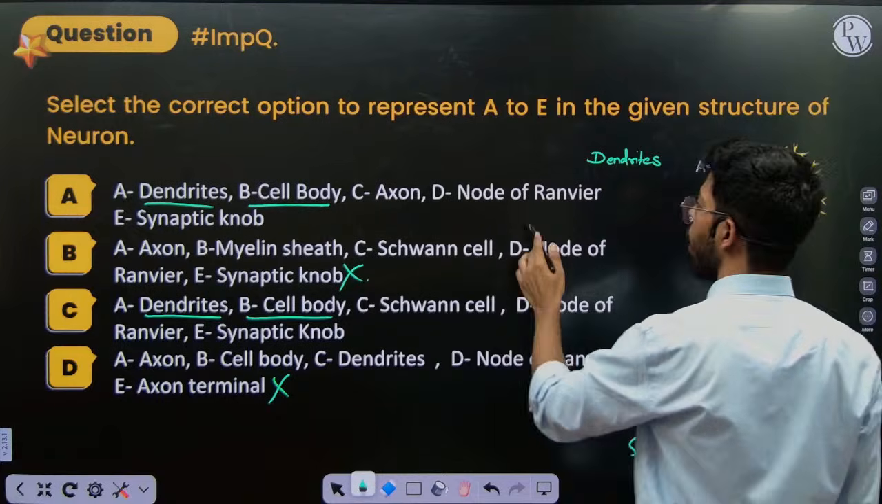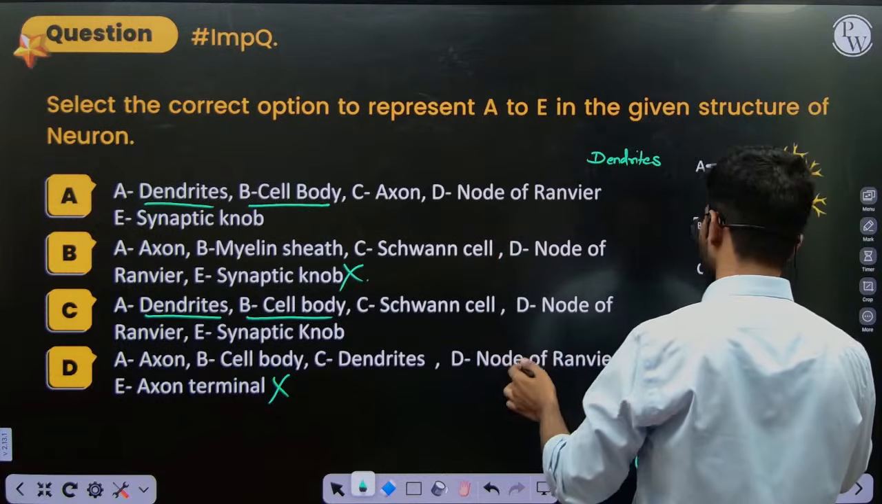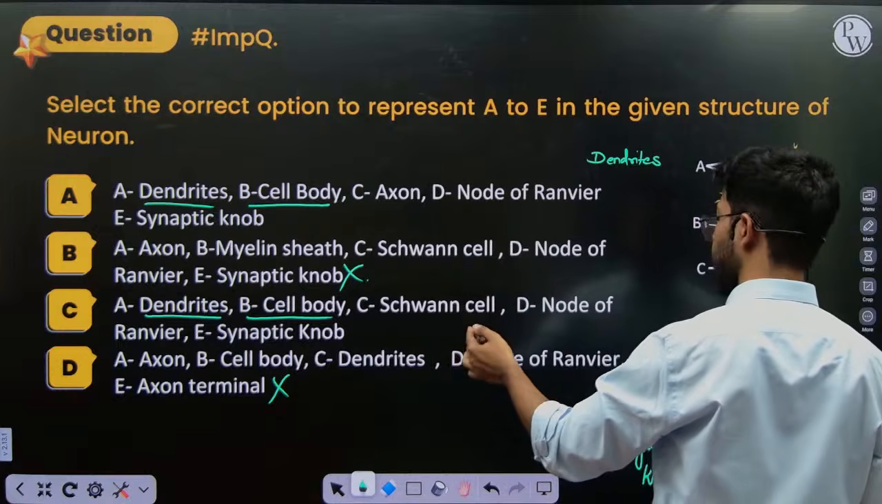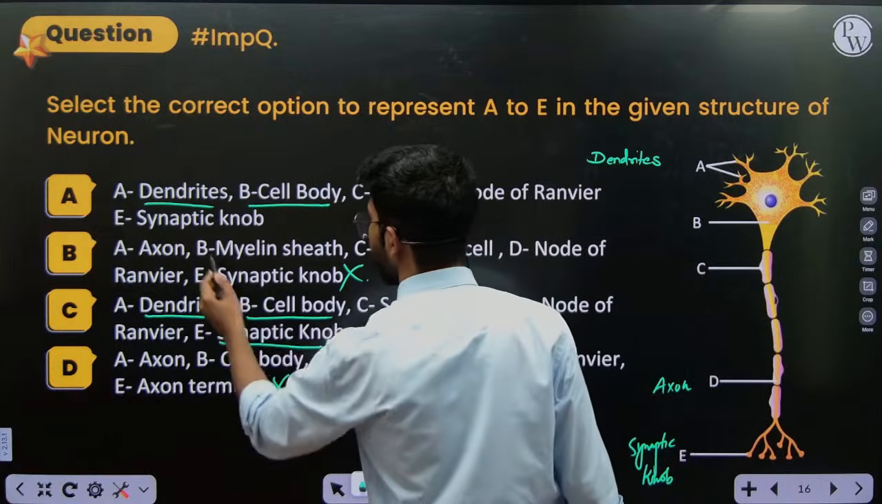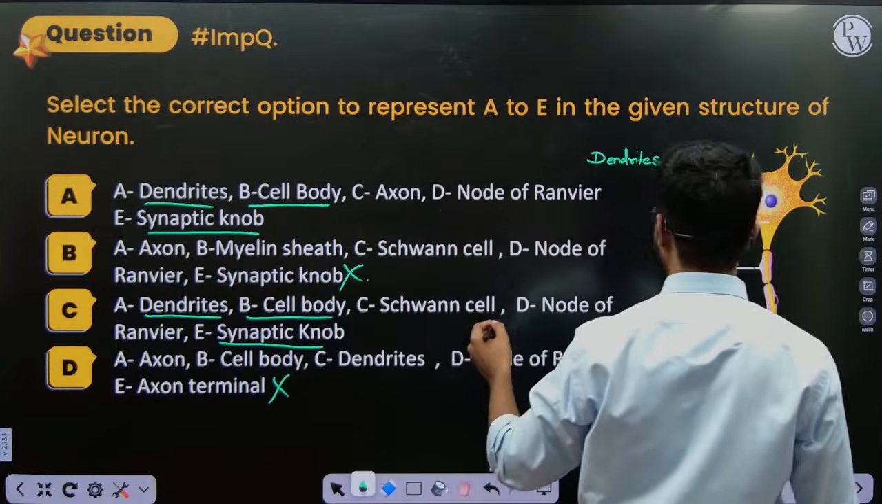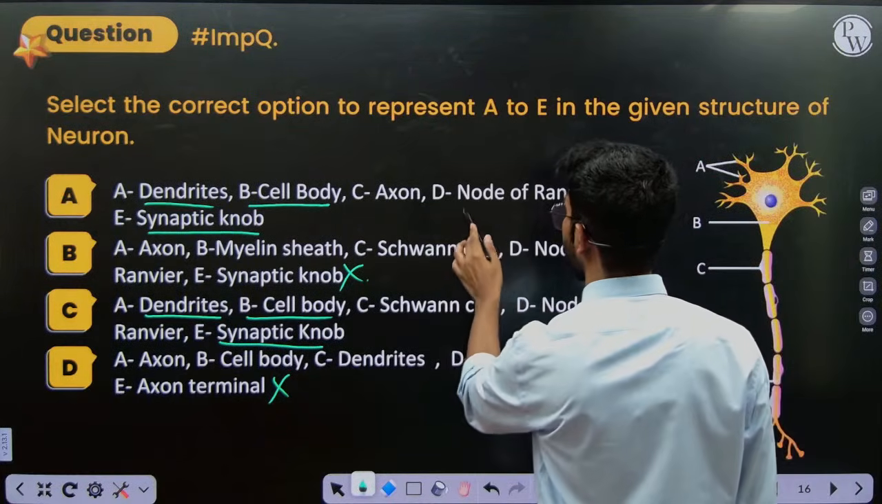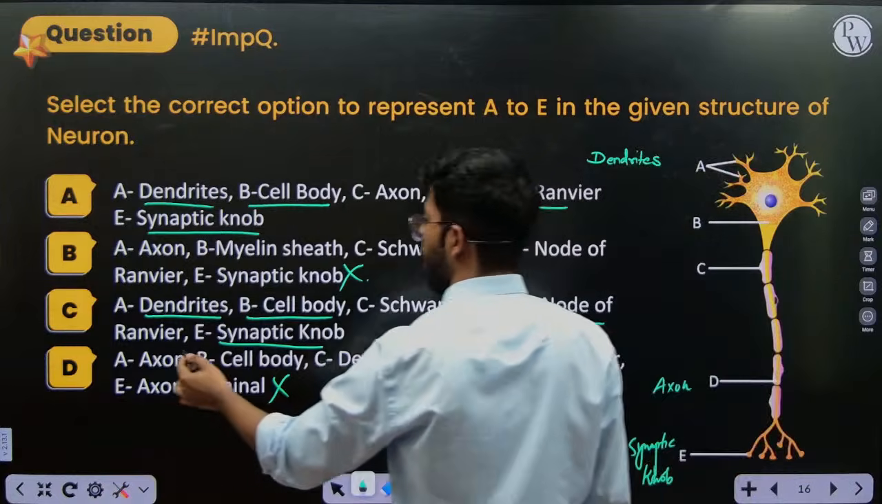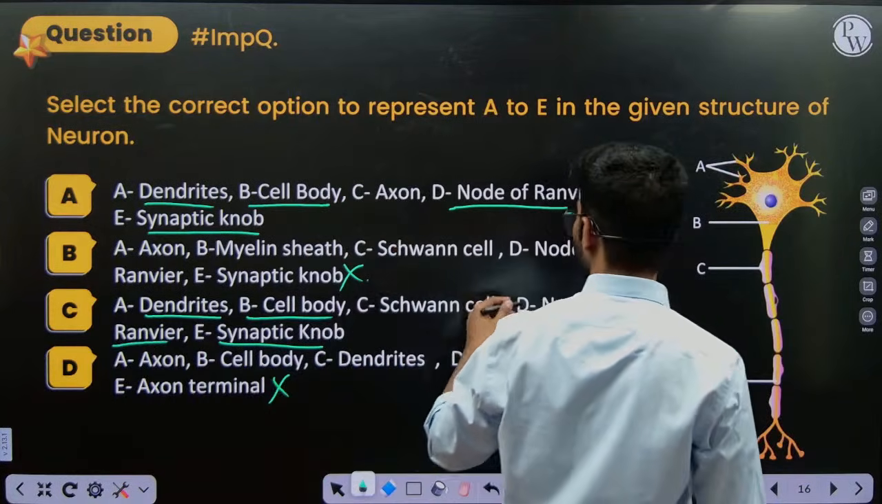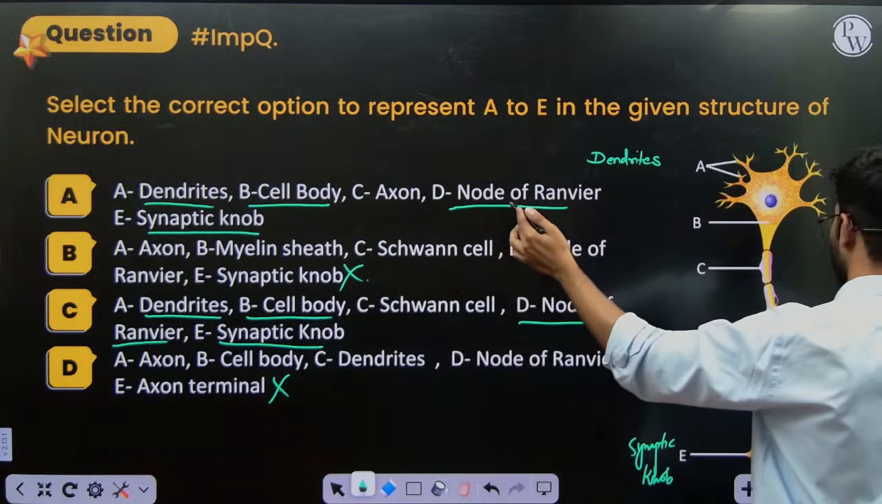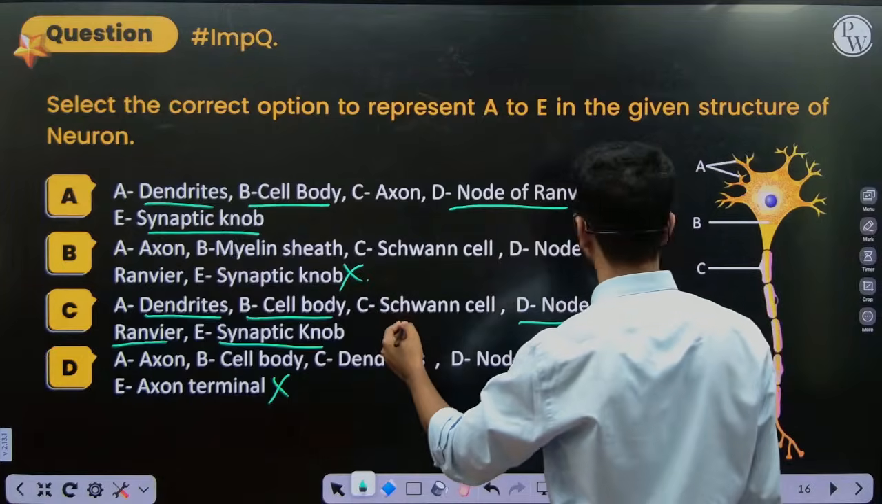No, D is the node of Ranvier, and E is the synaptic knob. Yes, E is the synaptic knob here, and D is the node of Ranvier in both options. And now C, she is the Schwann cell.